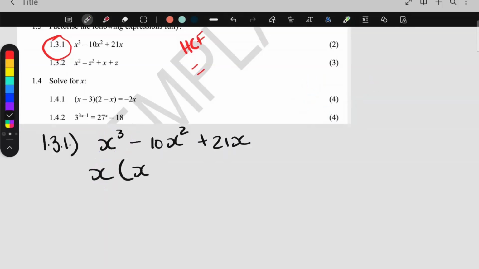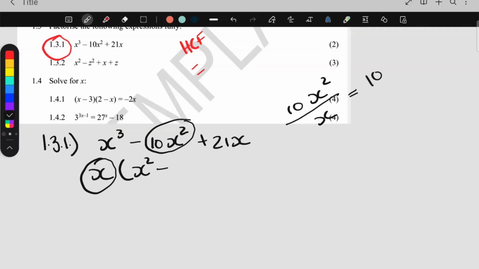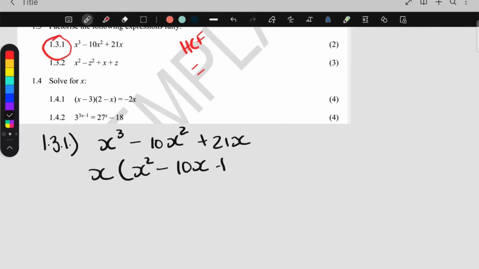So the answer here is x squared minus. Then what's 10x squared over x? The answer is 10x. So this is 10x. And then what is 21x over x? This and this will cancel. So here I write 21. And there's my first mark.